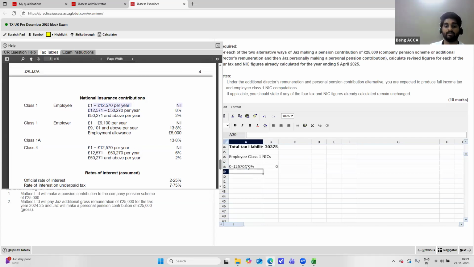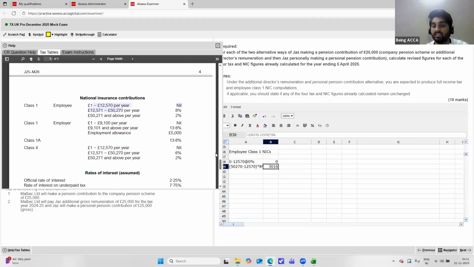Now what do we have next? Our income is 60,000 but here the threshold is only up to 50,270. So for that reason we should take 50,270 minus 12,570 multiplied by 8%. That is the threshold we have got. 50,270 minus 12,570 into 8%. We have calculated our value to be 3016.